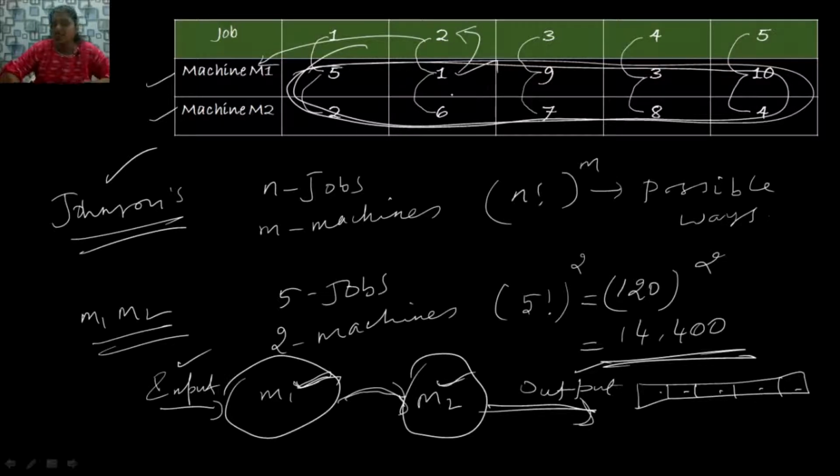If this minimum processing time falls on M1, you place the job first in the sequence. Suppose I take the next minimum value, so leave this. The next minimum value is 2. This corresponds to job 1 on machine M2. If so, you have to place this job last in the sequence. I have to place job 1 last in the sequence.